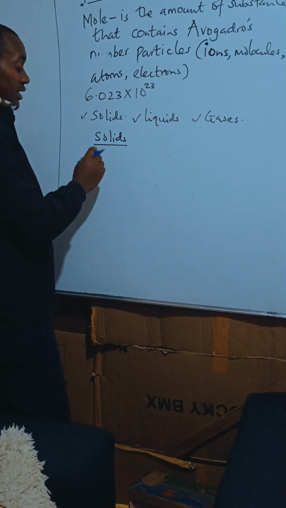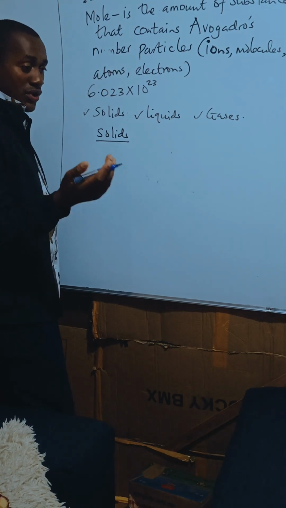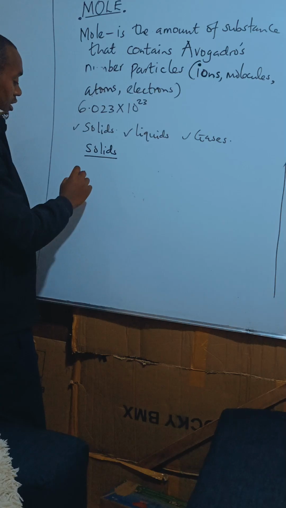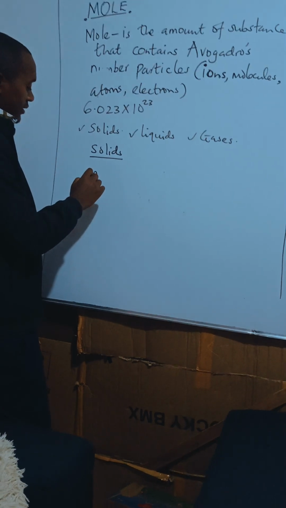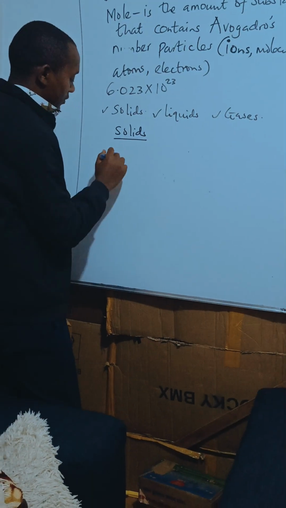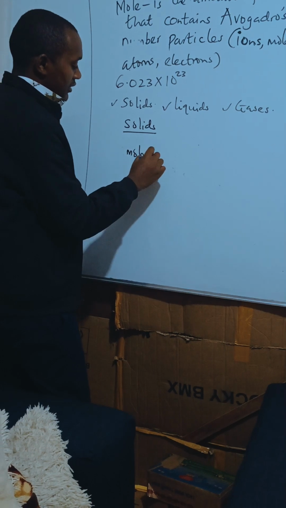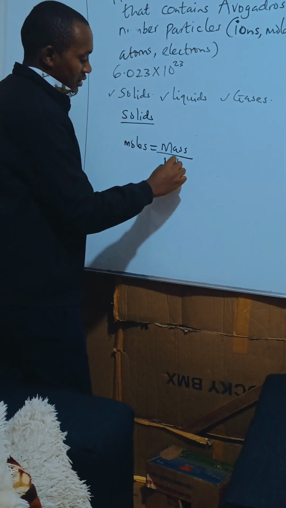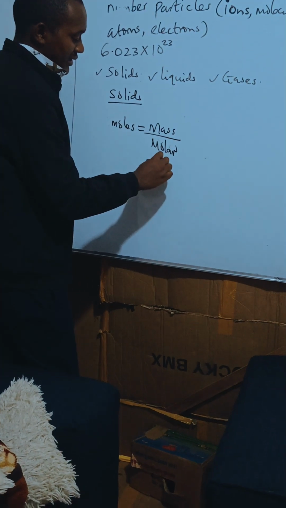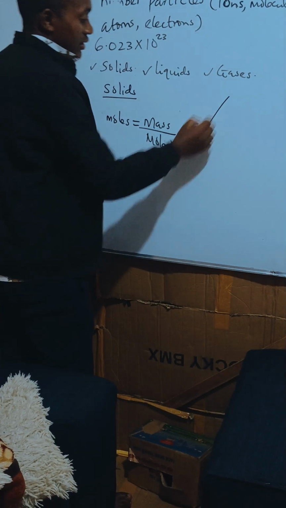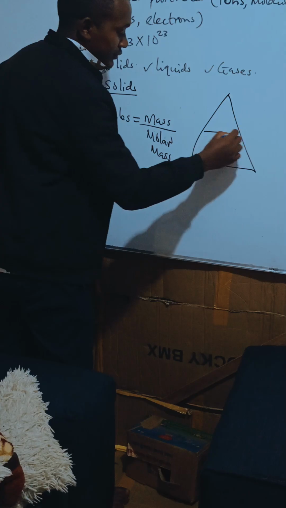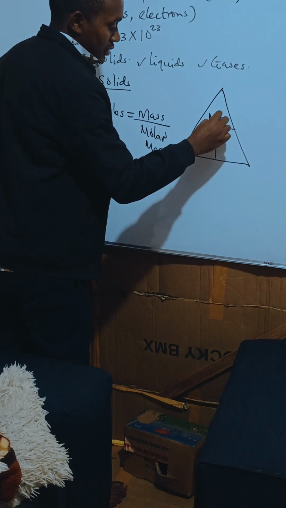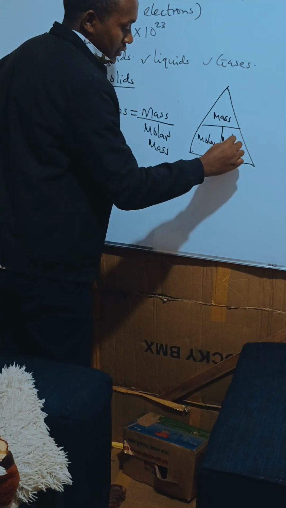If a substance is a solid, we use mass to find the number of moles. So in solids, moles, I'm going to use small m, is equal to mass over molar mass. Mass over molar mass, that is the moles. To find moles, you can draw a triangle. For me to find moles is mass over molar mass.